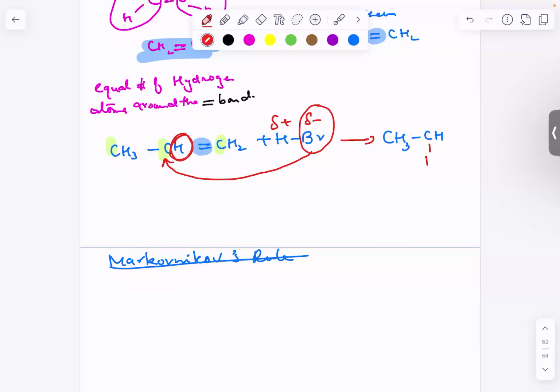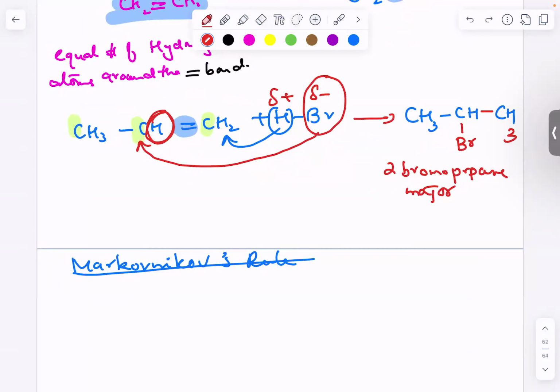Bromine, yeah, and a single bond, and then comes CH, and the hydrogen will be added here, and it would be CH3. So this would be the compound. And what would be the name of this compound? 2-bromopropane. Now, this is the major compound we are going to get.